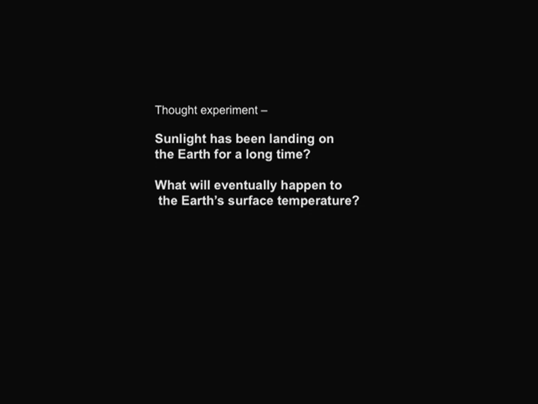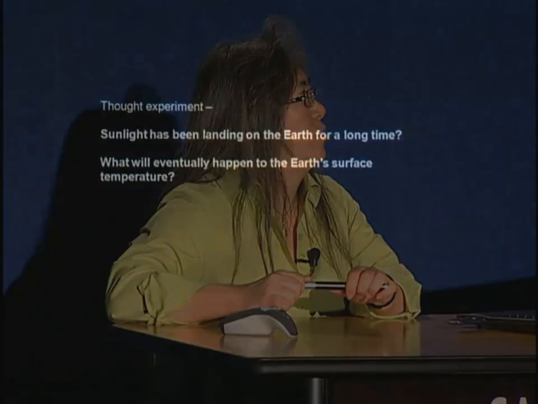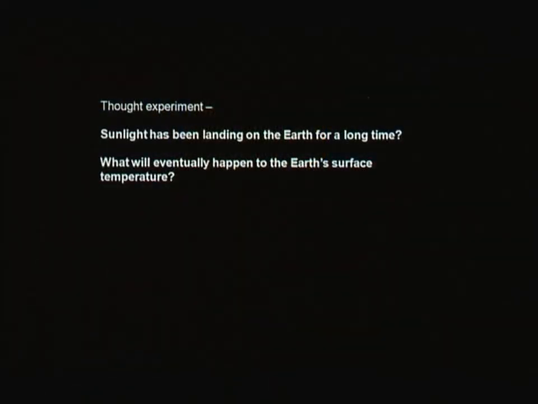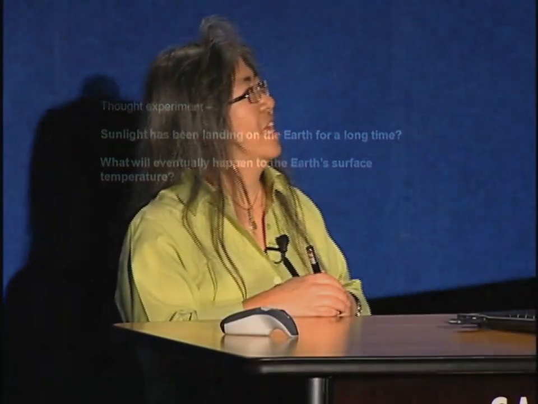Sunlight's been landing on the Earth for a long time. Then usually I ask my students how long they think, and that reinforces the age of the Earth thing. I load up the question and ask them what will eventually happen to the Earth's surface temperature. Then I egg them on and tell them it's been 4.5 billion years that the sun has been shining.